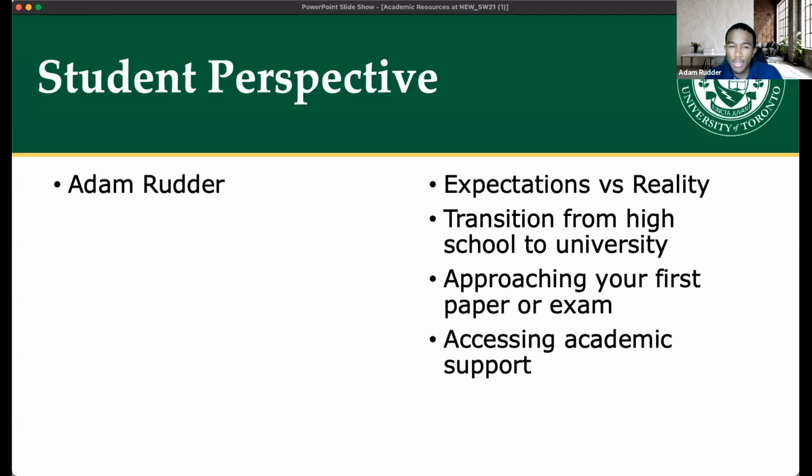Now, second last point, approaching your first paper or exam. So for me, I have a little quick story about my first essay that I wrote. I saw the essay topic, thought it would be pretty easy. We had been working on it for a couple of weeks in class, and I approached it how I would approach a high school essay. And I ended up getting a very low grade. I procrastinated on the essay, didn't do it till the night before, or a couple of nights before. And I was very shocked, but I did want to improve.